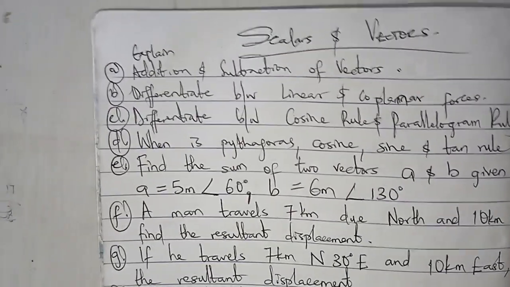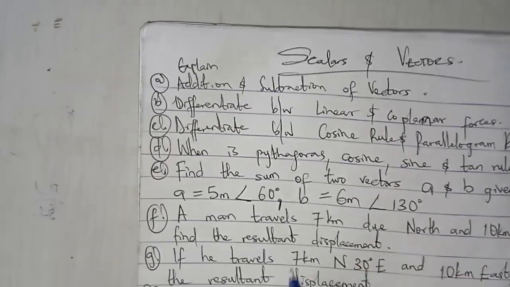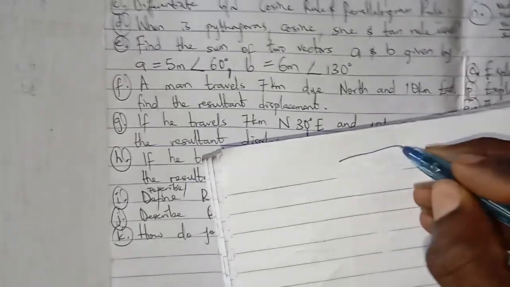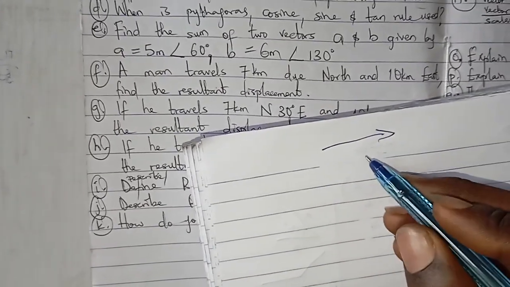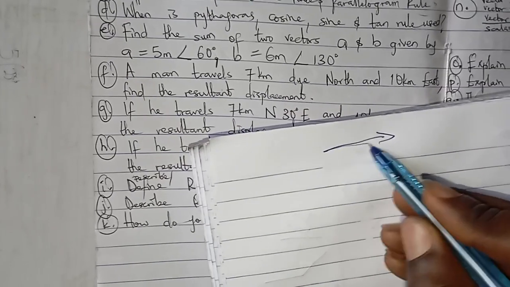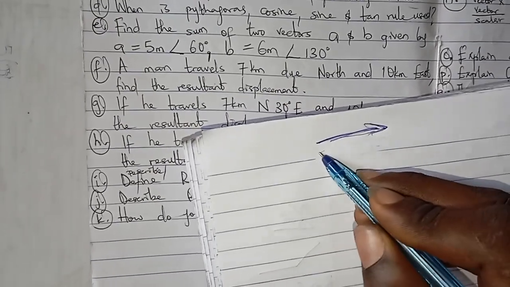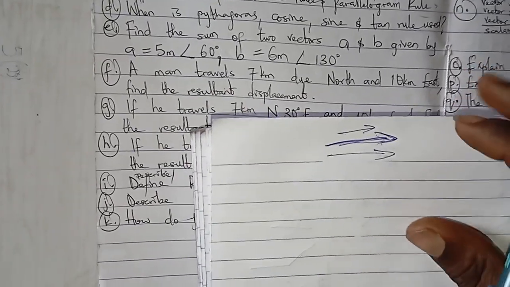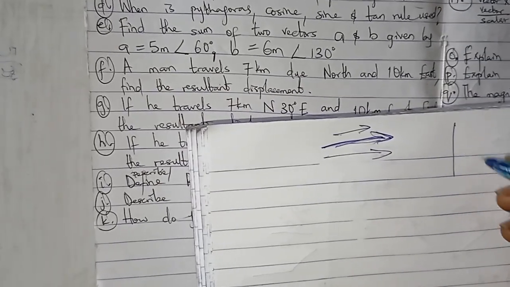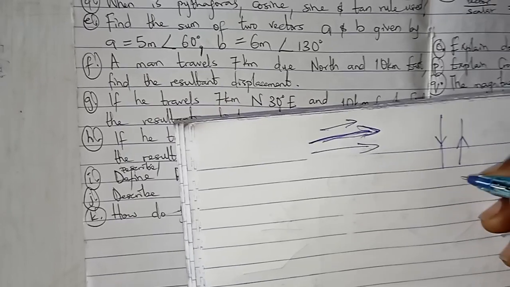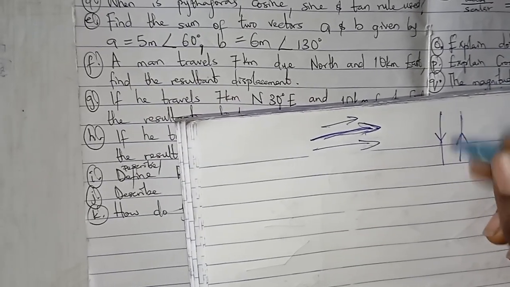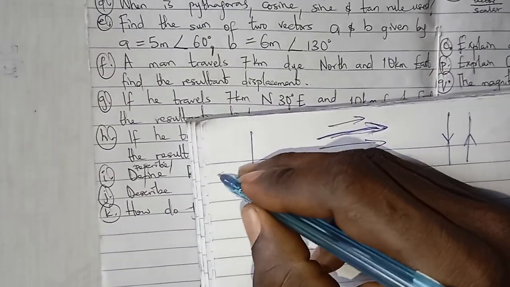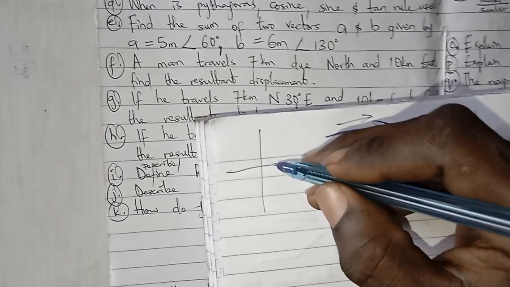Next question says differentiate between linear and coplanar forces. All right. If I have a straight line, this is a linear line, straight line, linear. Now any other vector I see happening around this is what I call a collinear force. Even if it's this way, let's say I have a vector going this way and another one going this way, I'll say that this vector is going opposite to this one, so they are collinear, but in opposite direction.